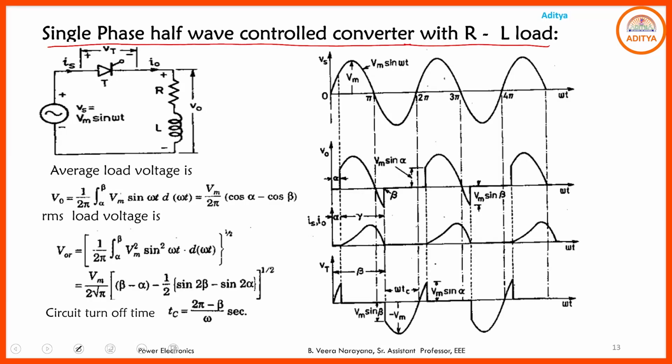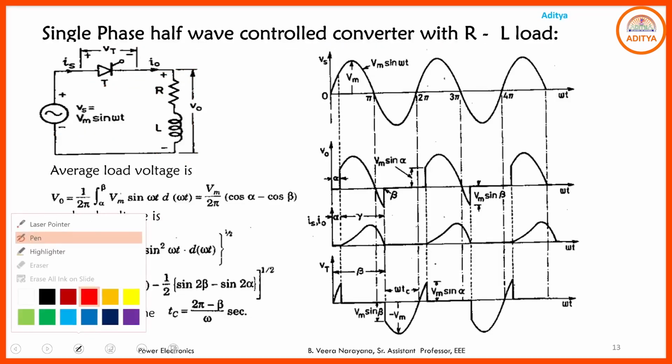Coming to this single phase half wave controlled converter with RL load, the circuit consists of the source, which is Vs equals Vm sin omega t, the SCR, and here the load is changed to RL. The combination of series resistance and inductive element is connected as the load to this half wave controlled converter. So what happens if you keep this inductor in the load side?